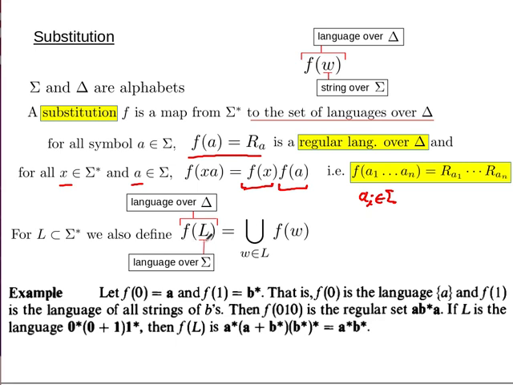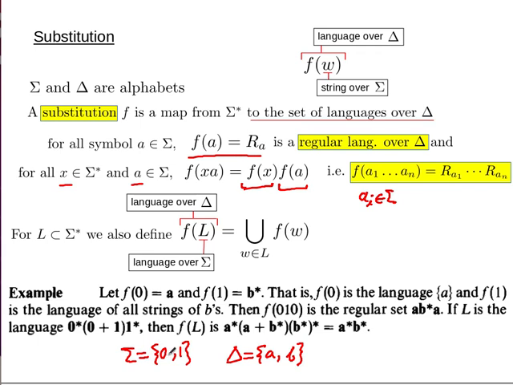So if you need time, you just pause the video and soak in these definitions. Okay. Well, if you are okay with the definitions, let's see some examples. Say here we take sigma to be {0, 1}. Okay. And we take delta to be {a, b}, right?